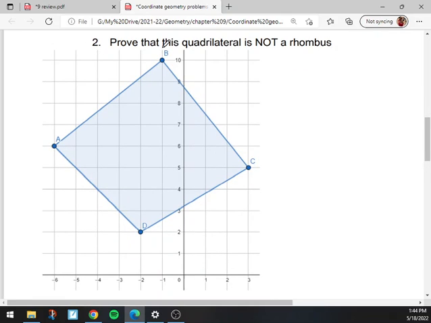All right. This one says, prove that this quadrilateral is not a rhombus. So just a reminder, rhombus, the idea was all sides are congruent. So I'm going to write all sides equal. So I don't know if you can see this looking at it. When I look at it, one of the sides looks kind of weird. So what I'm going to do is compare 2 of the sides.